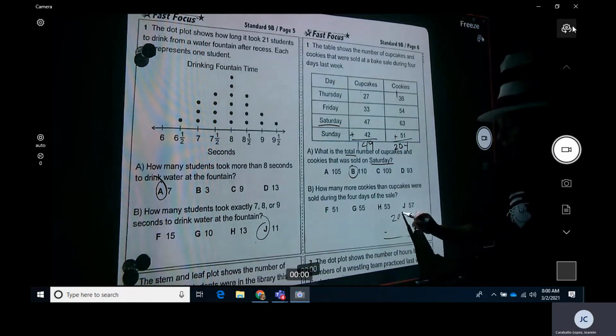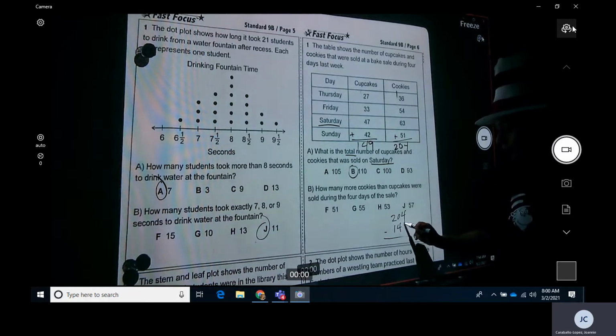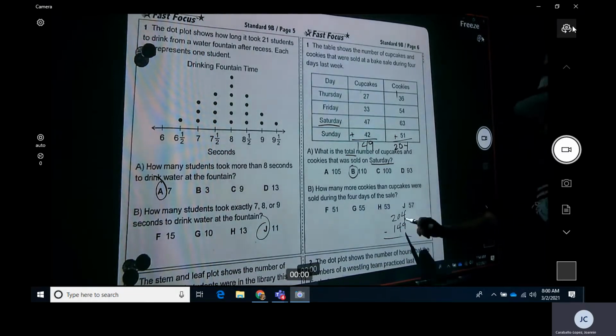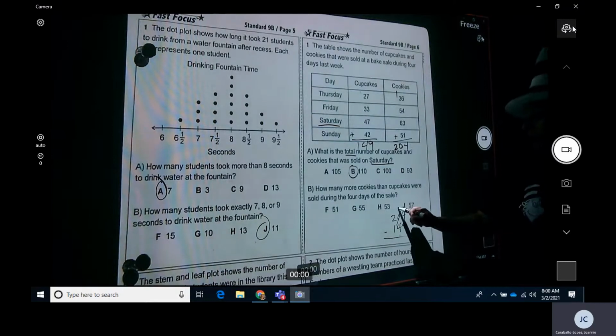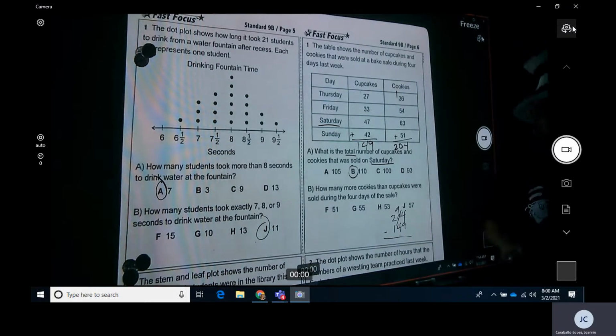Okay, so I'm going to put 204 and 149 to answer this problem. Can I subtract 4 minus 9? No, ma'am. No. So I have to deduct from here. This will become a 9 and this will become a 1. Okay? So 14 minus 9?